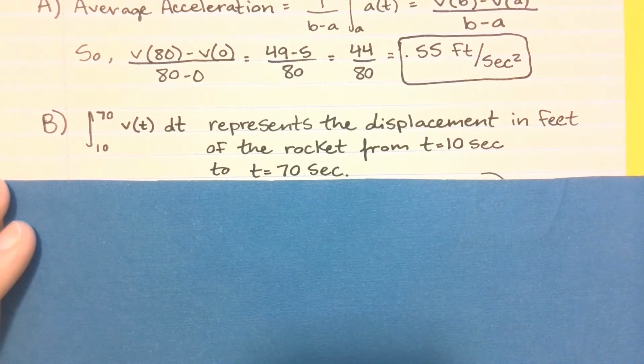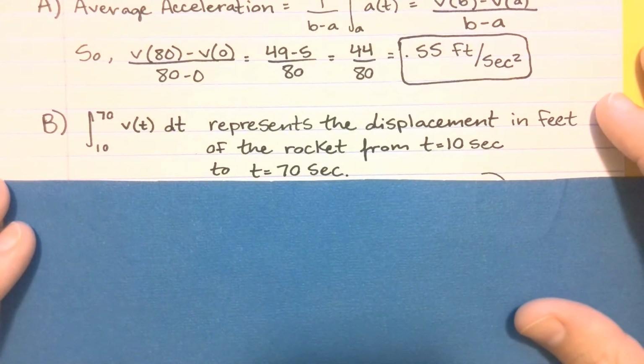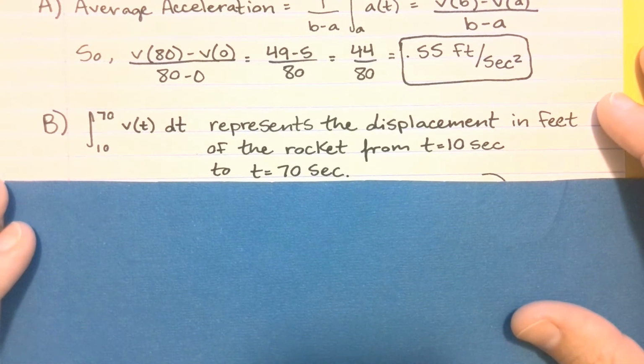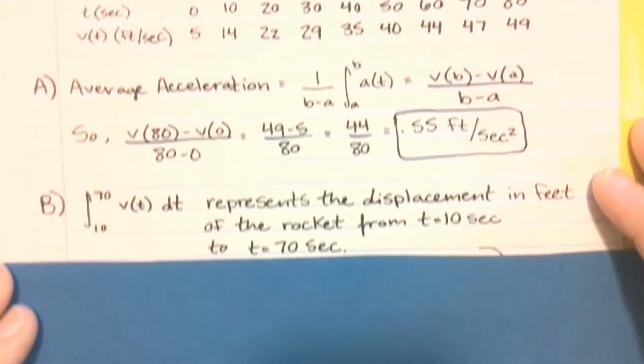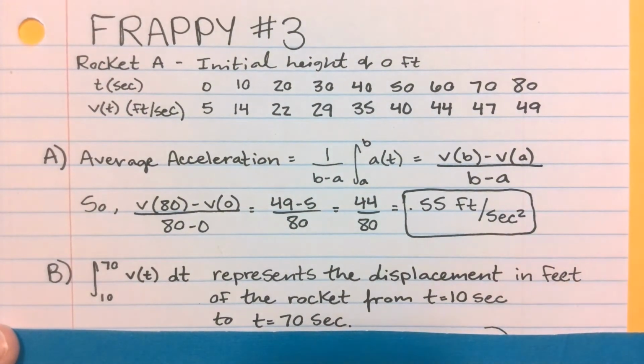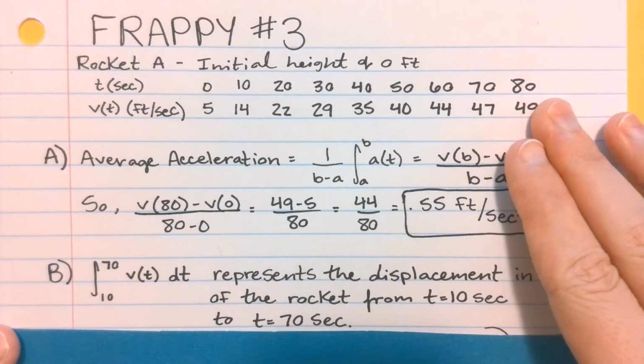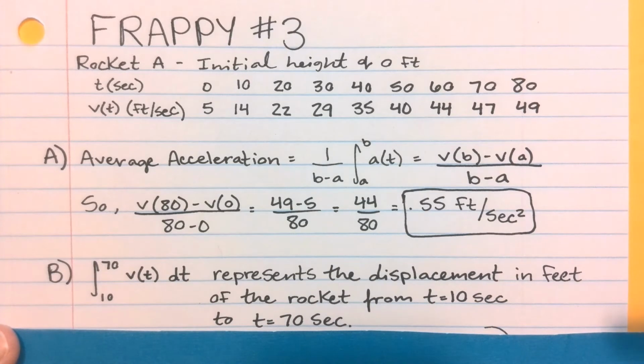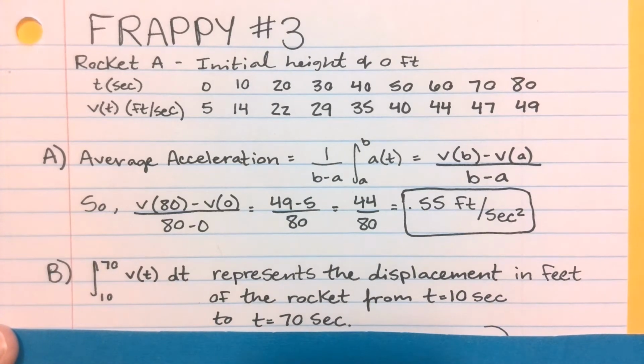And then part B also asks us to estimate this displacement from 10 to 70 using a midpoint Riemann sum with 3 subintervals of equal length. So that equal length part is important. We've had some tables where we just use whatever intervals they give us, but first of all, these intervals are uniform, so it is going to be easier to make them equal in length, but then it actually tells us that.